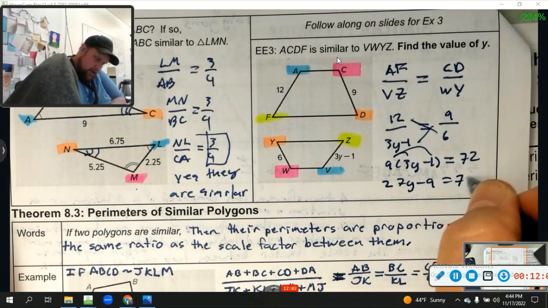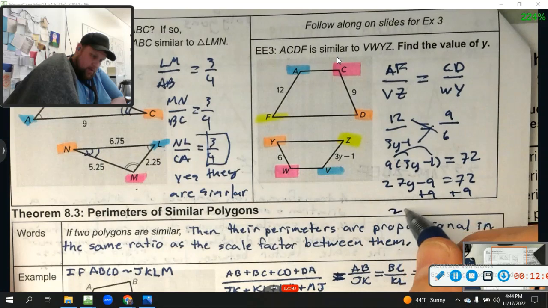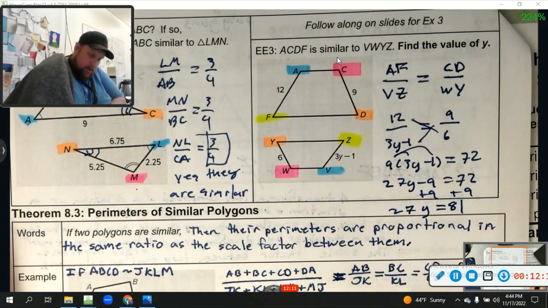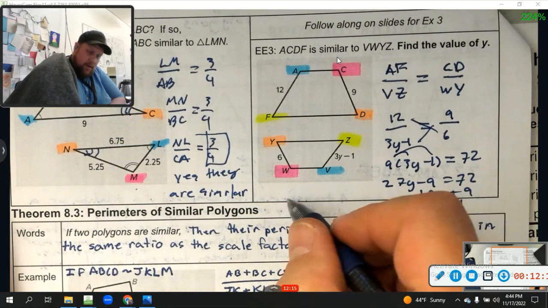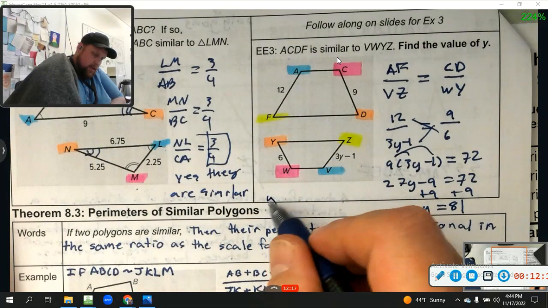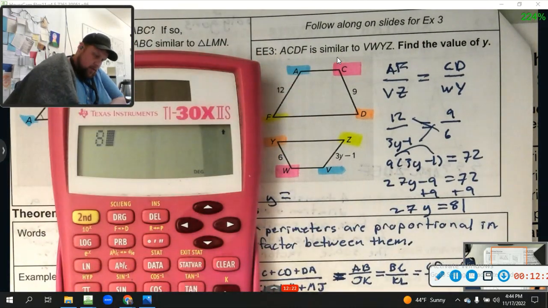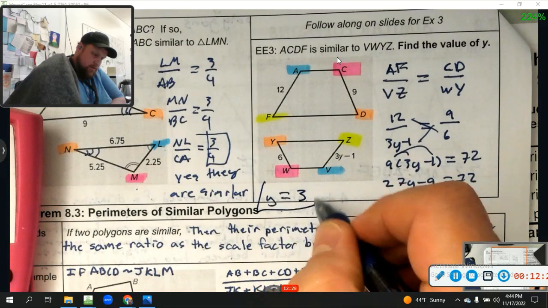Okay, we're going to go back to our notes so we can write down perimeters of similar polygons. It has suddenly moved. Don't get too whiplashed, but all right. The perimeter of similar polygons theorem says if two polygons are similar, then their perimeters are proportional in the same ratio as the scale factor between them. So, in other words, for these similar quadrilaterals, that's the word I was looking for.